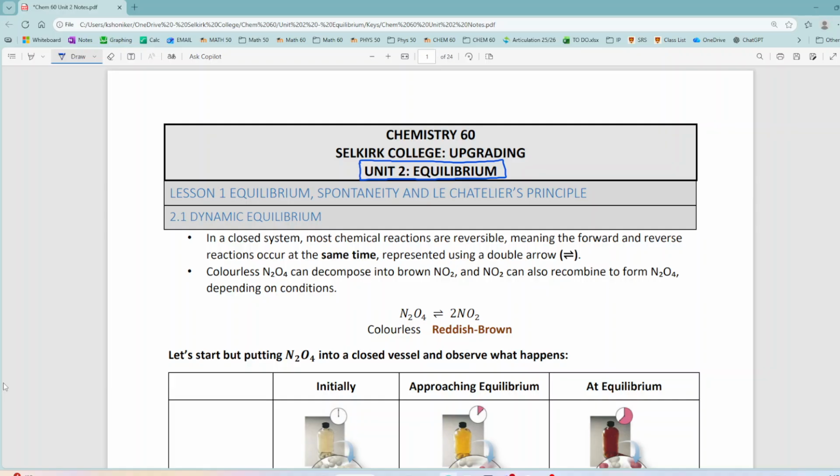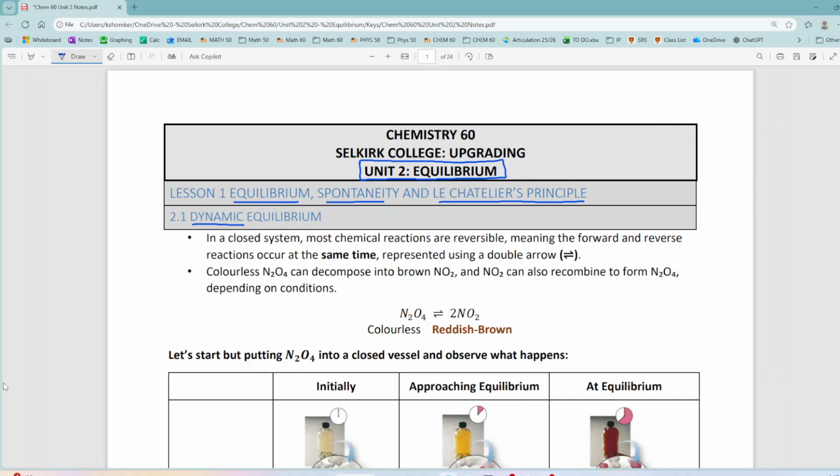So, it's almost like there's 4 lessons, but the third lesson is just so big that we take 2 lessons to do it. The first lesson that we're going to do today is broken up into equilibrium, spontaneity, and Le Chatelier's principle. And we're going to start with the concept of equilibrium, specifically what we call dynamic equilibrium.